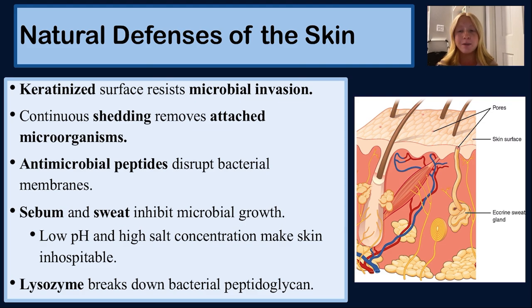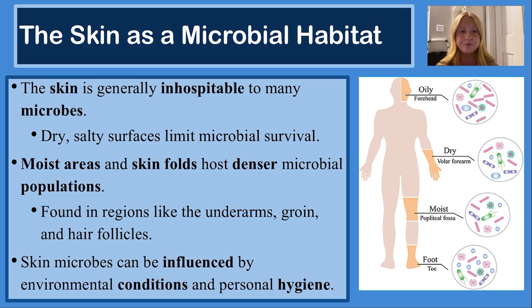And then we have sebum and sweat. Sebum is the oily secretion from the glands, and it has a low pH and a high lipid content. So this makes it tough for pathogens to survive. And then sweat adds another layer of defense because it's both acidic and salty, and this also helps inhibit microbial growth. And then finally, we have lysozyme. This is an enzyme that's found in sweat, tears, and saliva. It basically breaks down peptidoglycan in bacterial cell walls and destroys bacteria.